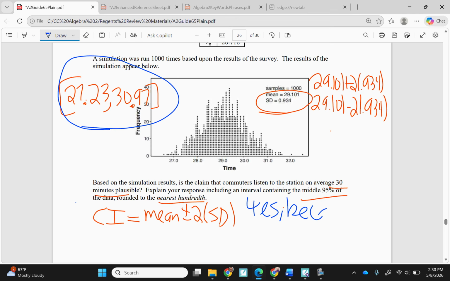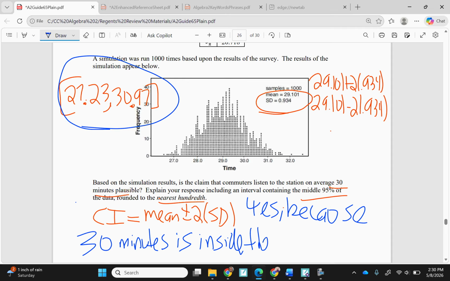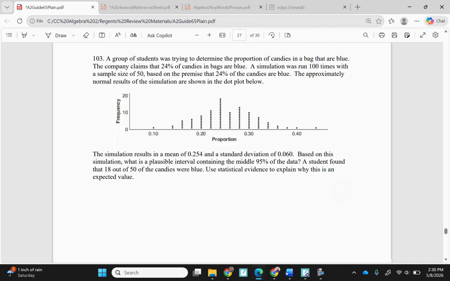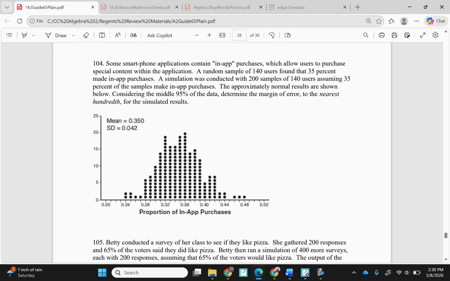So, yes, because 30 minutes is inside the confidence interval. Stay away from it in your explanations. 4 points for that. You kidding me? Am I done yet? Getting close.